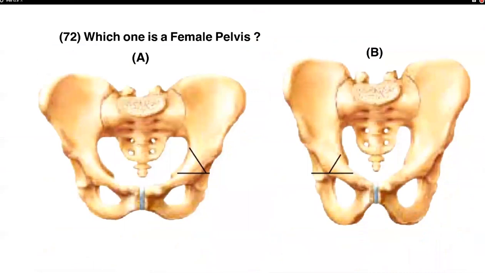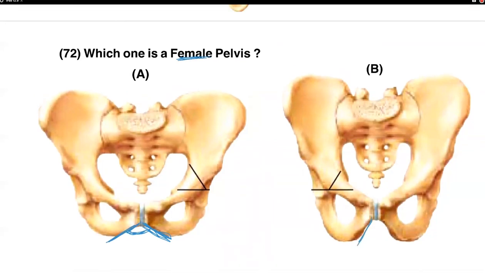Which one is a female pelvis? Which one is a male pelvis? Can you guess here? Which one, A or B, is a female pelvis? Why did we choose this one here, A? Because you see the pubic arch has an obtuse angle. It has a wide angle compared to the male pelvis on here, which is going to have a narrow angle and a much smaller pelvic brim.